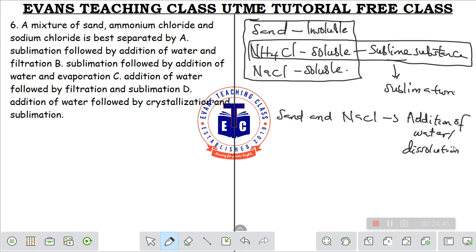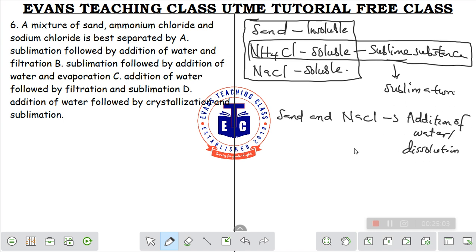Do you get now? Whenever you see two soluble substances, don't go and add water. You can see they even put it in the options, because they know some people will go and choose it. So it's wrong. Addition of water cannot be the answer by itself, but it will be sublimation followed by addition of water.